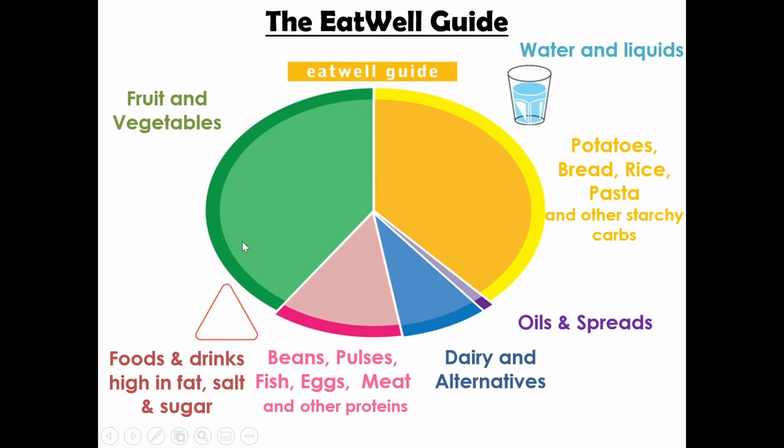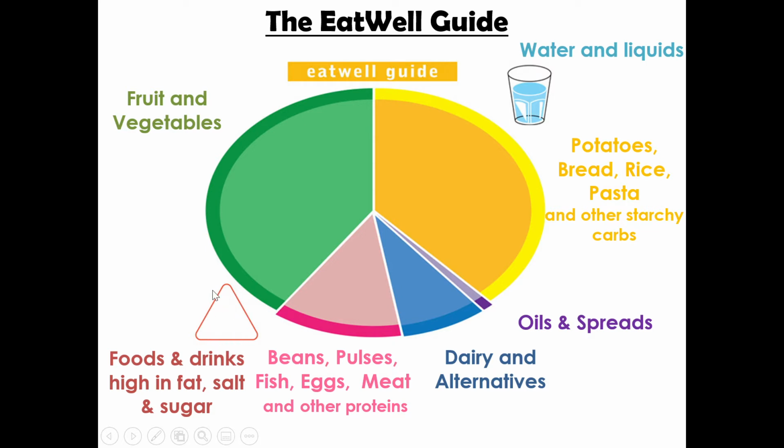So here you've got a large proportion should be made up of fruit and vegetables. You've got another large portion that is called the potatoes, bread, rice, pasta and other starchy carbs or carbohydrates. You've got a smaller pink section which is beans, pulses, fish, eggs, meat and other proteins. Next one down is your dairy and alternatives, and then you've got a very small sliver there that is oils and spreads. In addition to that, so not comprised in the main Eatwell guide but essential for you, you need water and liquids. And we also know that you are going to eat foods and drinks that are high in fat, salt and sugar, so we're making that part of the section as well, just as an additional area.